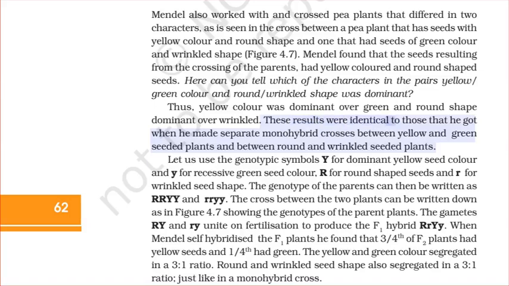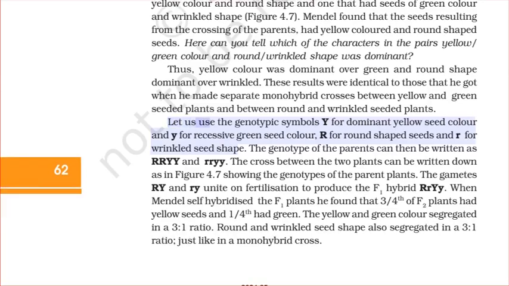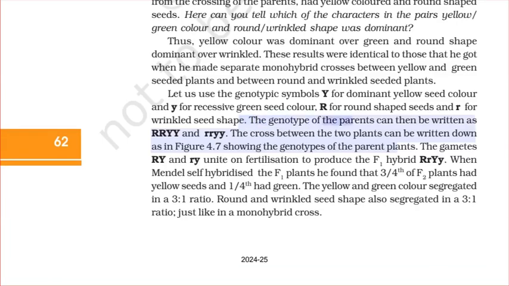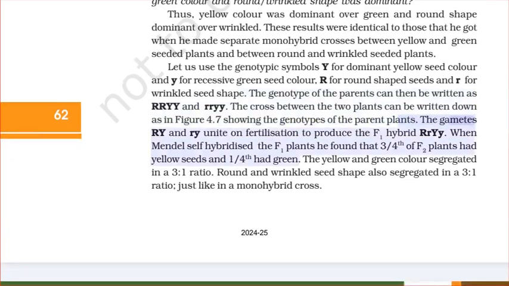These results were identical to those that he got when he made separate monohybrid crosses between yellow and green seeded plants and between round and wrinkled seeded plants. Let us use the genotypic symbols, capital Y for dominant yellow seed color and small y for recessive green seed color, capital R for round-shaped seeds and small r for wrinkled seed shape. The genotype of the parents can then be written as capital R capital R, capital Y capital Y, and small r small r, small y small y. The cross between the two plants can be written down as in the figure, showing the genotypes of the parent plants. The gametes, capital R capital Y and small r small y, unite on fertilization to produce the F1 hybrid capital R small r, capital Y small y.